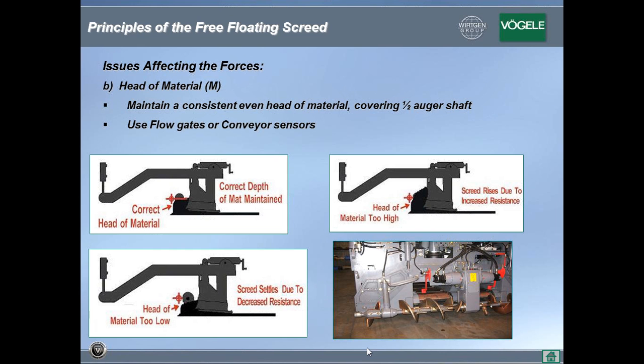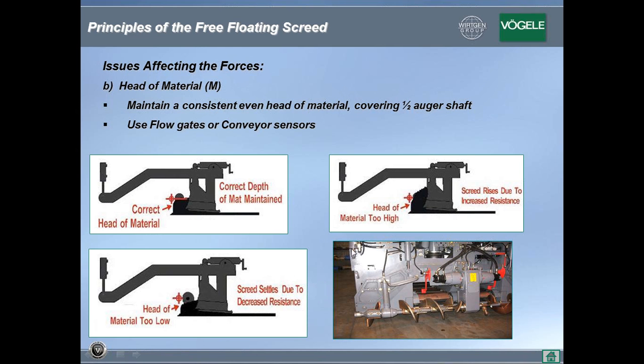Now the second most important force is the head of material. Most pavers today have systems that allow the operator to maintain a consistent head of material. That means the amount of asphalt you lay should be the amount of asphalt delivered by the paver. The amount of asphalt that the auger spreads in front of the screed should be the amount of asphalt delivered by the conveyor. So it's important to set your conveyor speed relative to your auger speed, all in conjunction with your paving speed, to maintain a consistent head of material.